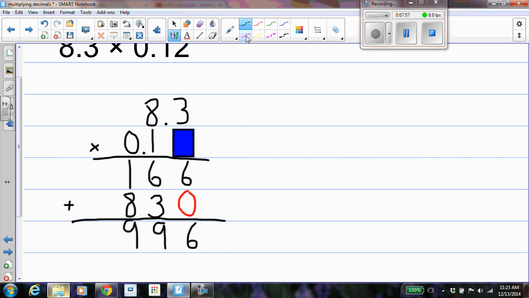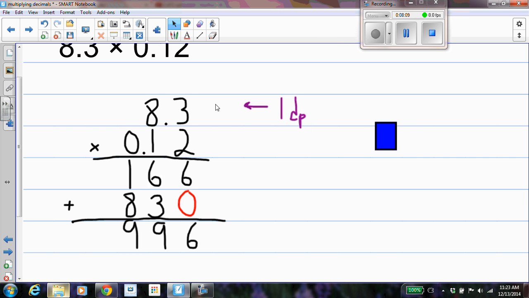And now I have to count my decimal places. I have 1 decimal place in my first factor. I have 2 decimal places in my second factor, 2 decimal places to the right. And then I total them. That's a total of 3. 3 decimal places I want in my product.